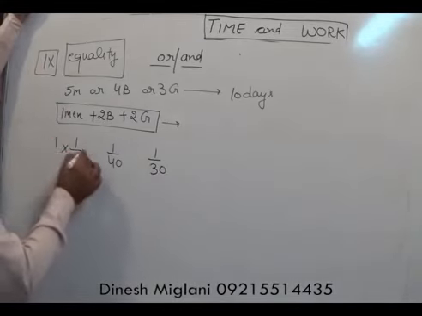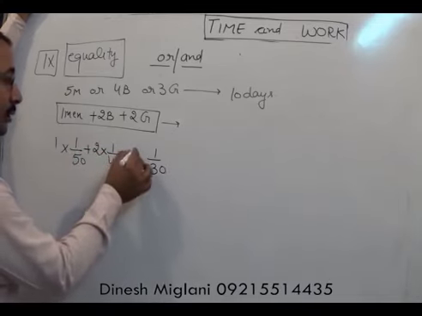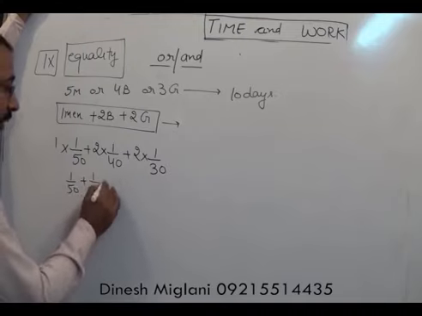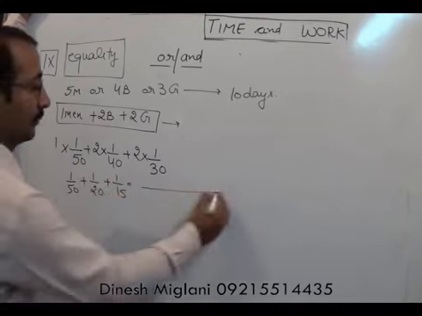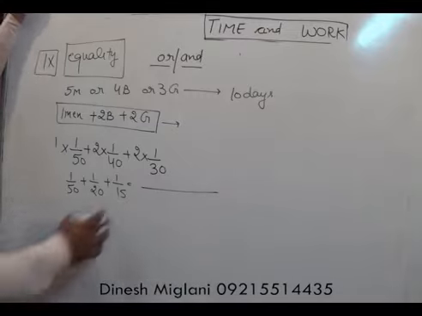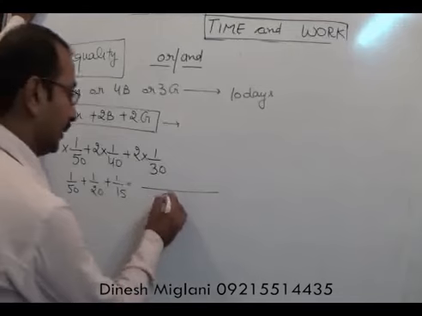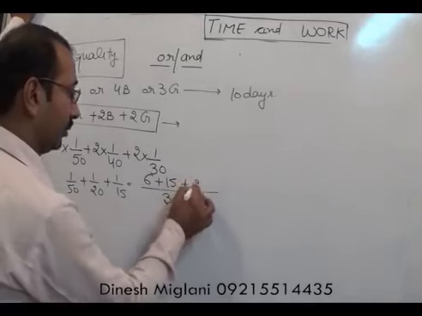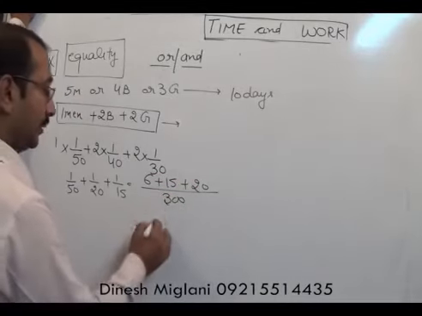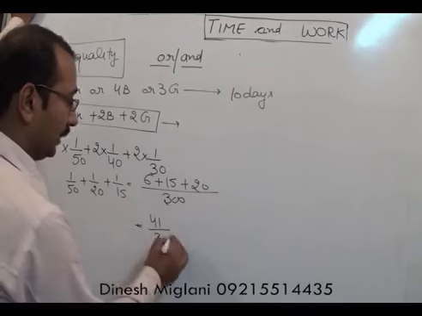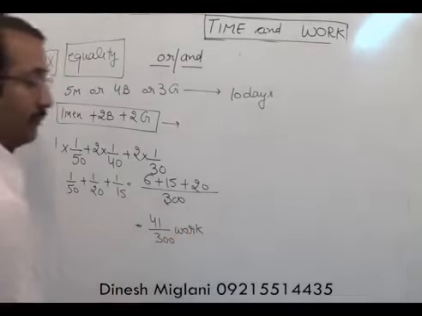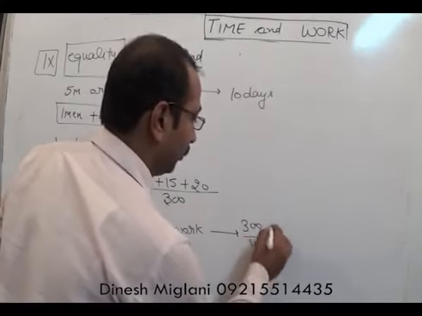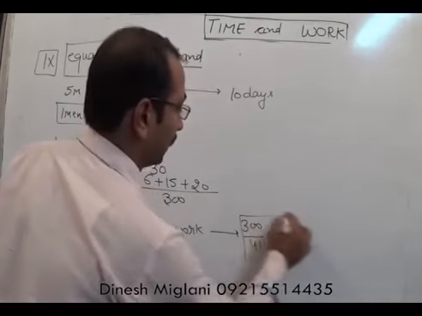Now 1 man is there into 1, 2 boys are there into 2, 2 girls are there into 2. Just solve it: 1 by 50 plus 1 by 20 plus 1 by 15. Now we can take the LCM of 15, 20 and 50, which is 300. It goes 6, 15 and 20 times, so 21 plus 20, 41 by 300. They can do that much work in 1 day. It means they will take 300 by 41 days to do the complete work. That becomes your answer.